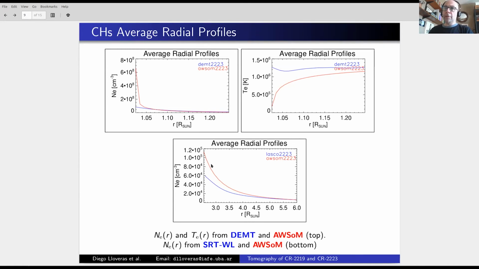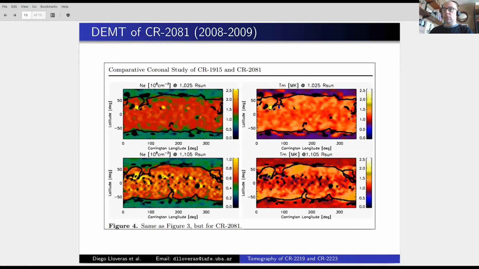Now, before going on, while we were in the sessions this morning, I just put this quick snapshot from a previous paper. This is an example of DMT reconstructions of the previous solar minimum. This is work done by Lloveras. He made a comparison of doing tomographic reconstructions of solar minima from 1996 and 2008, 2009. What I just wanted to show you here, these are all tomographic reconstructions. There is no model here.